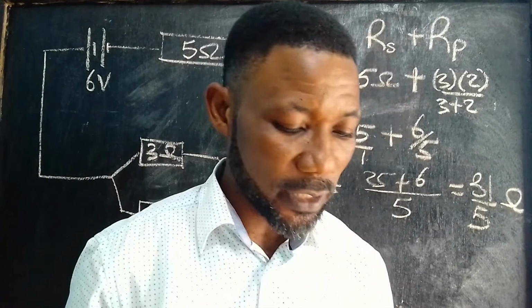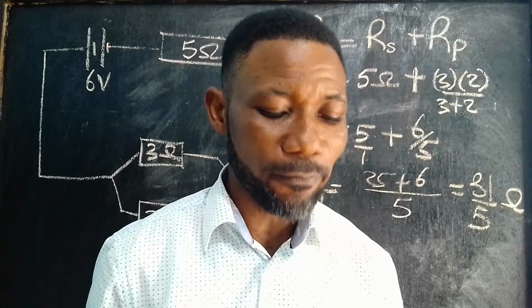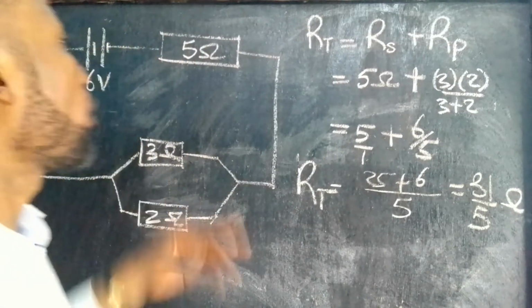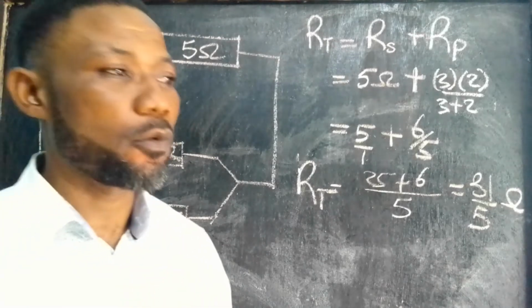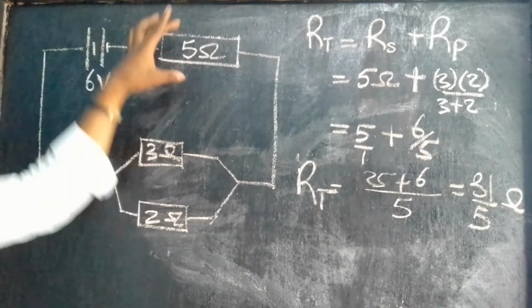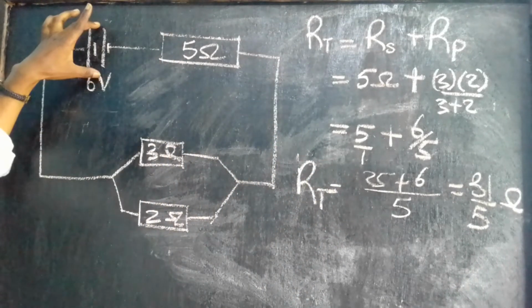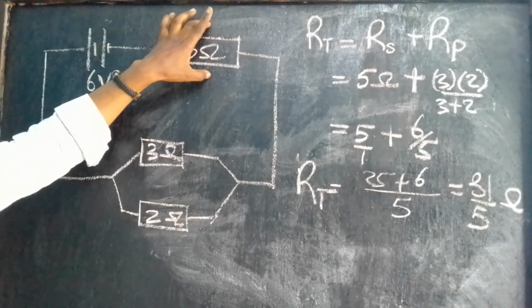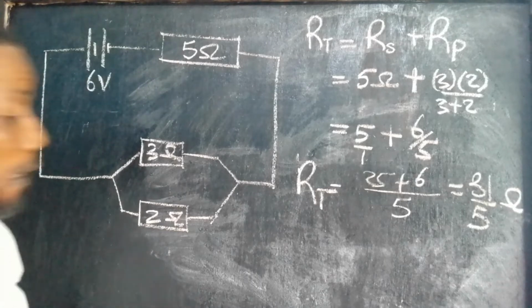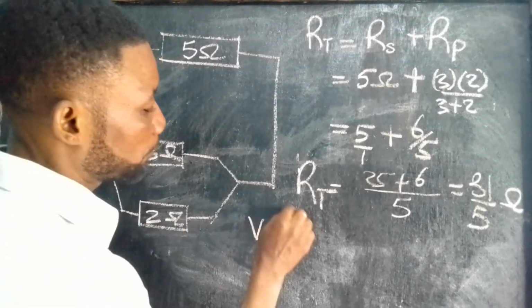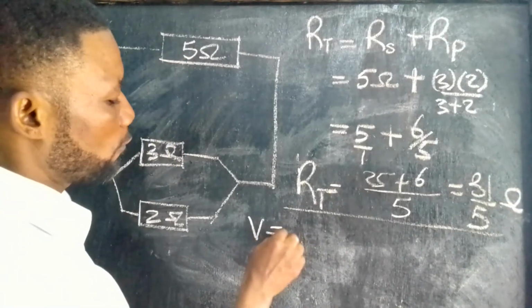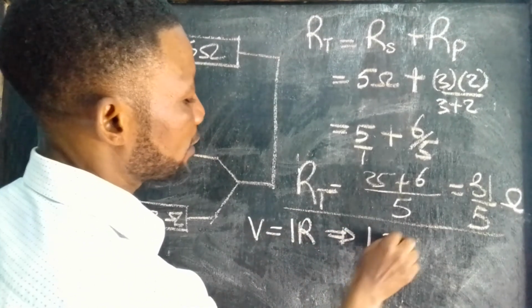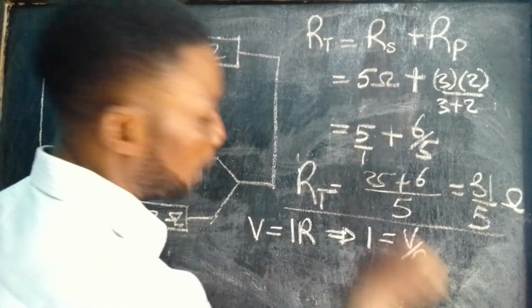Then the next question says, calculate the current flowing through the 5 ohm resistor. To calculate the current flowing through this 5 ohm resistor, we see from the diagram that this resistor is in parallel to this cell. So all the current drawn from the cell will flow through the resistor. But how do we get the current drawn from the cell? From Ohm's law, V is equal to IR. It implies that the current I is equal to V on R.